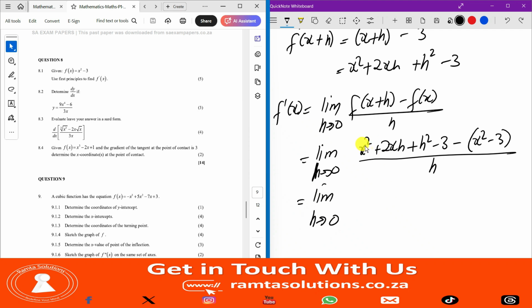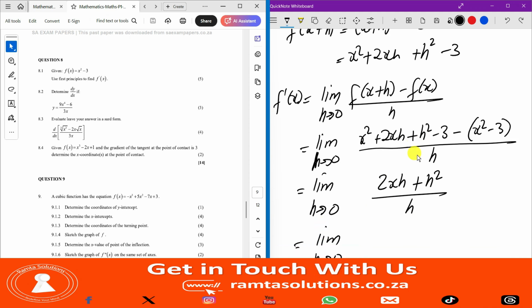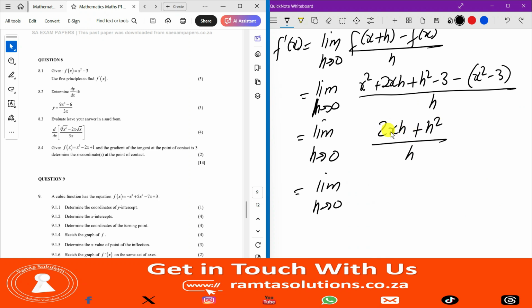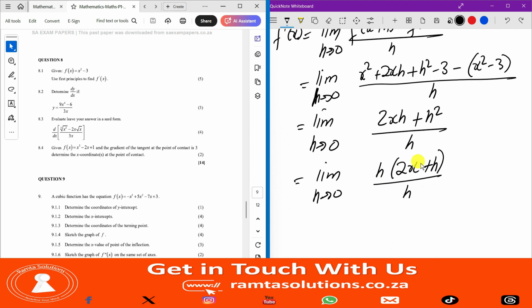So we see x squared minus x squared, and minus 3 minus minus 3. So we are left with 2xh plus h squared all over h. Even at this point, we should not substitute the value of h to be 0. We must simplify. So here, I do see that we need to factorize. We will say h as a common factor. We are left with 2x plus h all over h.